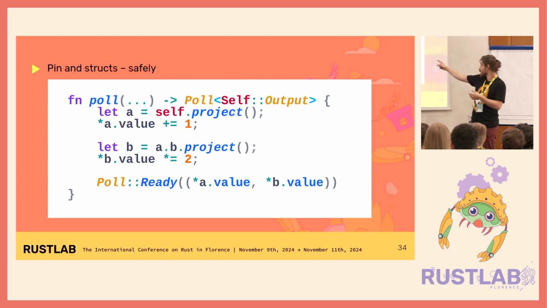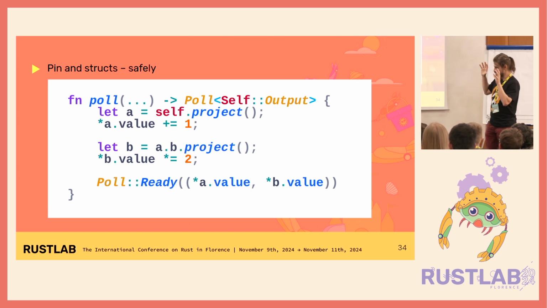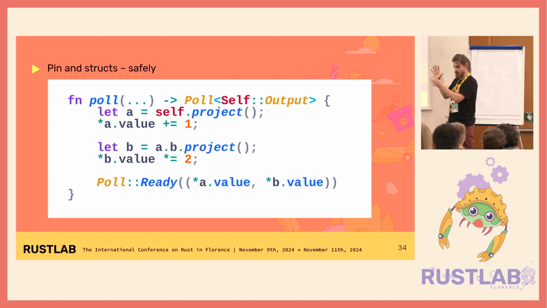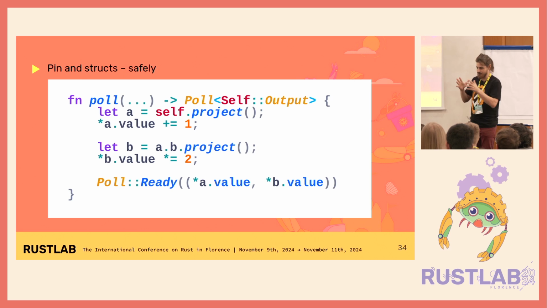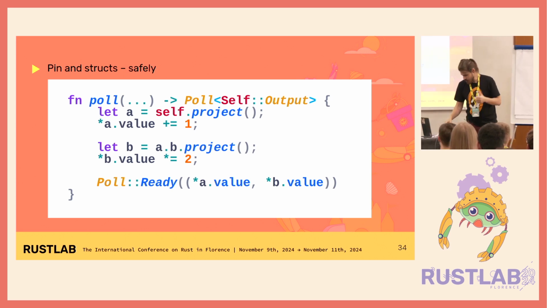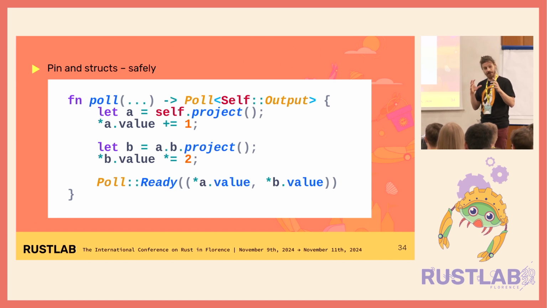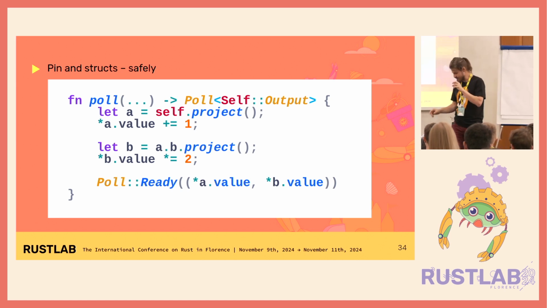But we can use a.b.project as well, because we annotated B with pin project. And then we can modify the value. We return everything, and this is just safe Rust. So we can use the abstraction of pin without any kind of unsafe, just using some tools that have been provided by other contributors. And so we saw the trait. We saw how we can use pin in order to handle these situations.